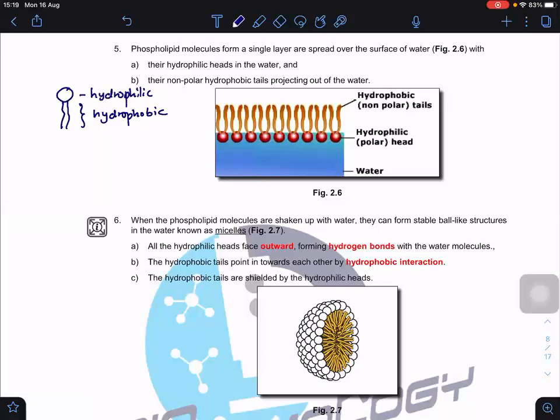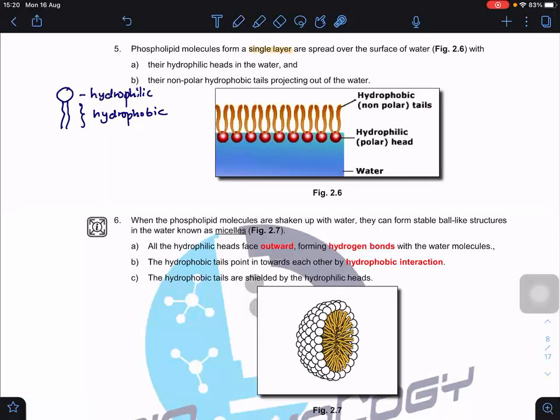So when you disperse them as a single layer, you realize that they will have these hydrophilic heads that actually interact with water molecules. That means they will be able to submerge themselves in the water, but because of this non-polar or hydrophobic tail, the tails will project away from the water. Right?